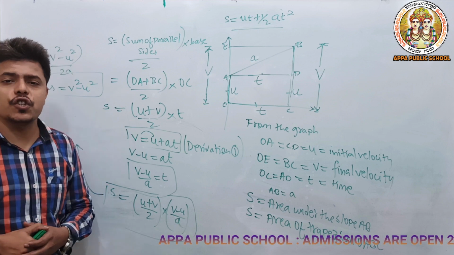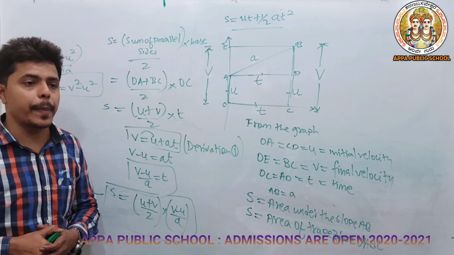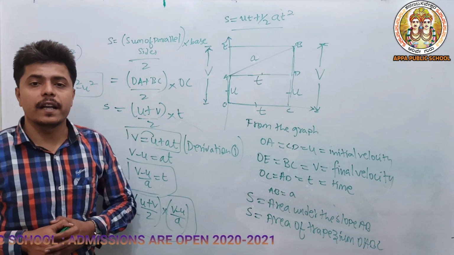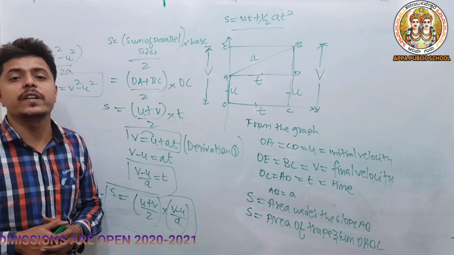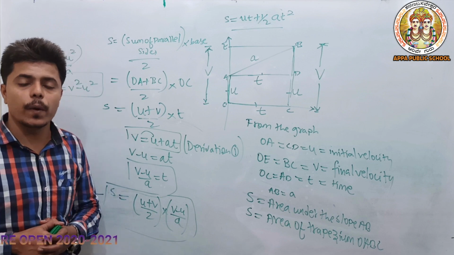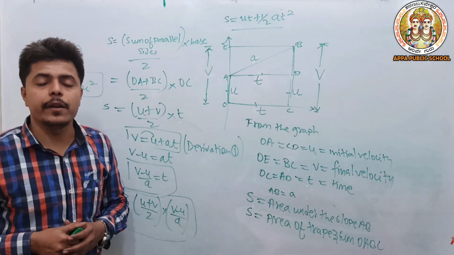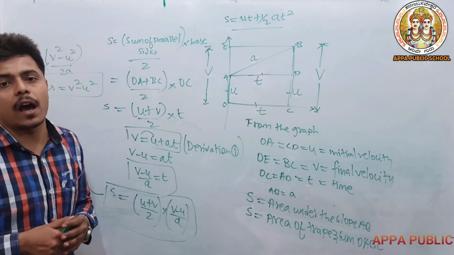So we have derived the position velocity relation by the graphical method. This is the important one: v square minus u square is equal to 2as. This is the third derivation, and all three are very important.